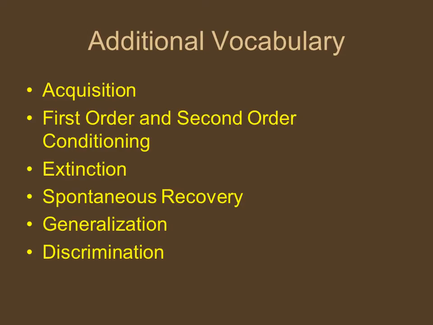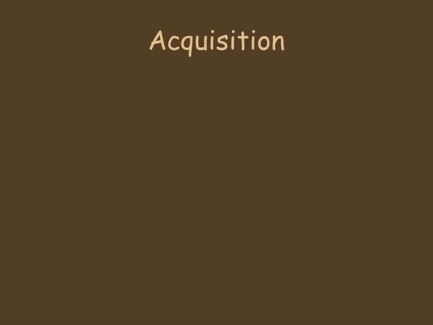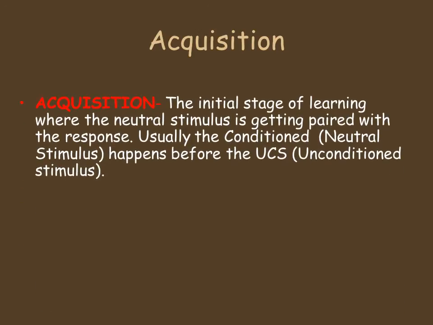Here's some additional vocabulary you do need to know with this unit. The words are acquisition, first order and second order conditioning, extinction, spontaneous recovery, generalization, and discrimination. Acquisition is the first time that the conditioning takes place. It's the initial stage of learning where the neutral stimulus, which would be the bell, is getting paired with the response. Usually the neutral stimulus happens before the unconditioned stimulus.